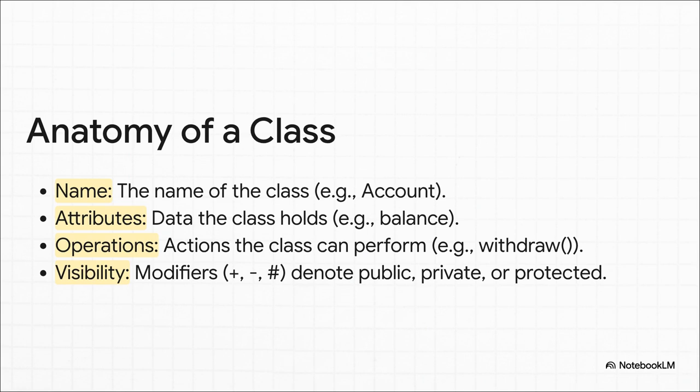In the middle, you have its attributes, so the data it keeps track of. And at the bottom, you have its operations, the actions it can actually perform. It's a crystal clear summary of what each piece is responsible for.